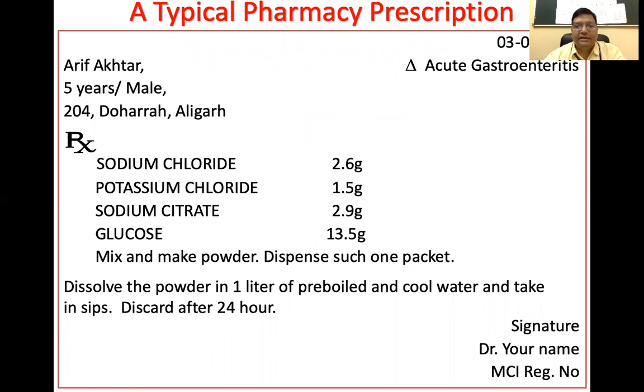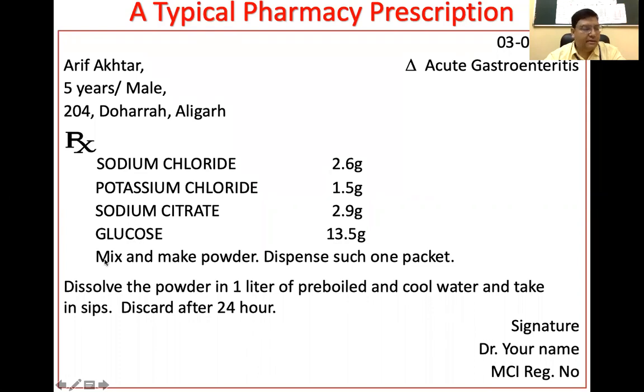You see all the things, there is a certain way or order in which all these things are written. So right here you see the date on the right side, then the diagnosis, then the patient particulars, then a symbol. This is your superscription. And then the different ingredients with the amounts are mentioned. This is the body of the prescription, also known as the inscription part.